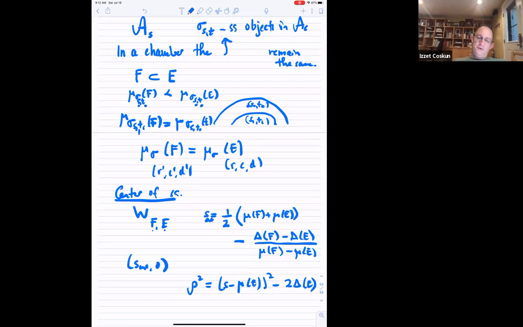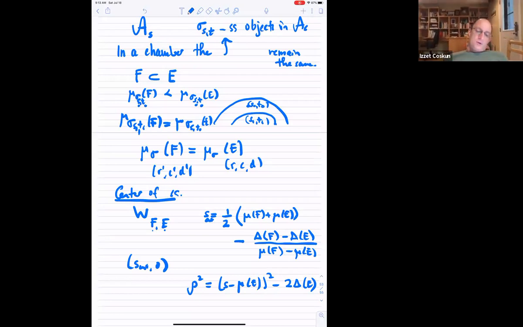All right, and the way you should think about this is that there are moduli spaces of sigma semi-stable objects in this category A_S, and as long as you stay within a chamber, your moduli space stays constant, but as you hit these walls, the moduli space changes.